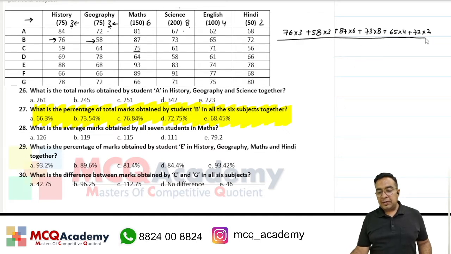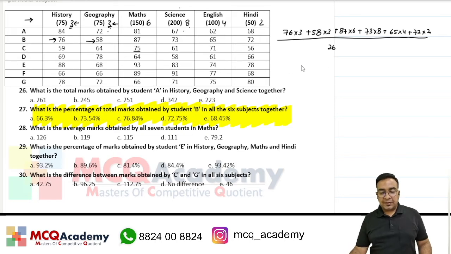Divide all these by the total of weights, which is equal to 3 plus 3, 6 plus 6, 12 plus 8, 20. 20 plus 6 is equal to 26. So this would give us the average percentage that B has scored overall.